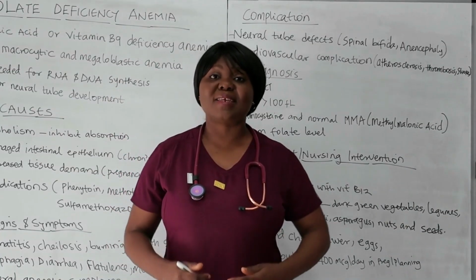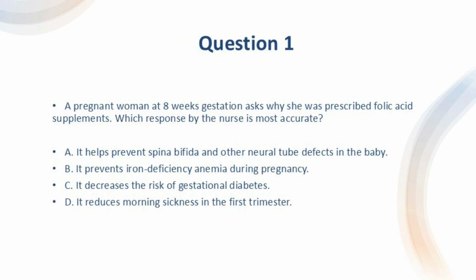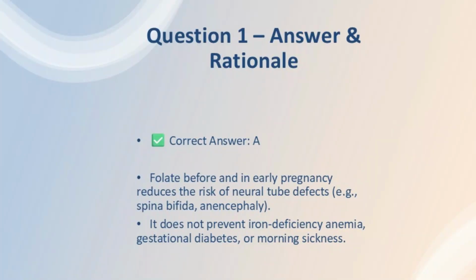Now let's review some NCLEX-style questions that will test your knowledge on folate deficiency anemia. Question 1. A pregnant woman at 8 weeks gestation asks why she was prescribed a folic acid supplement. Which response by the nurse is most accurate? A. It helps prevent spina bifida and other neural tube defects in the baby. B. It prevents iron deficiency anemia during pregnancy. C. It decreases the risk of gestational diabetes. D. It reduces morning sickness in the first trimester. The best answer is A. It helps prevent spina bifida and other neural tube defects in the baby.